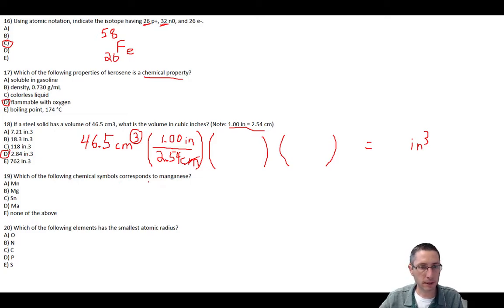Number 19, this is just, you had to learn elements of the periodic table. Manganese is Mn, so 19 should be A. 20, this is the trend, again, smallest atomic radius, okay? Up and to the right, atoms get smaller, so the element here that's furthest up and to the right would be A, oxygen.